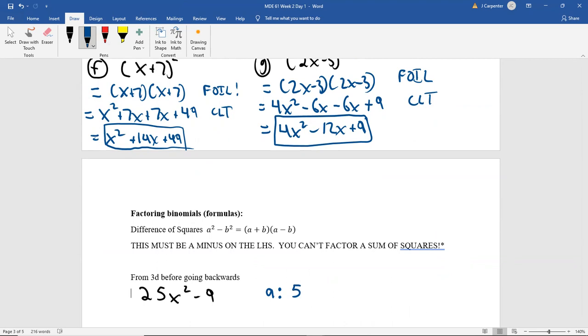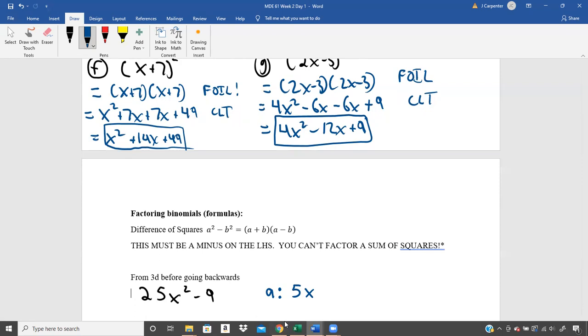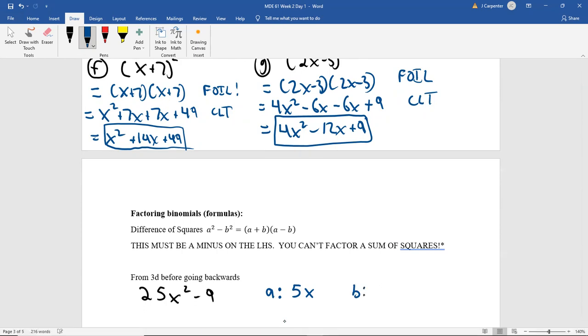That would be 5. And then what could you have that when you square it, you get x squared? And this sounds redundant, because if you take x and you square it, you get x squared. So this is what we would call our A, 5x, because if you take 5x and multiply it by 5x, you get 25x squared. The B is whatever you would multiply by itself to make a 9. Well, 3 times 3 is 9. There's no variables, so I don't need an x or a y or a z there.